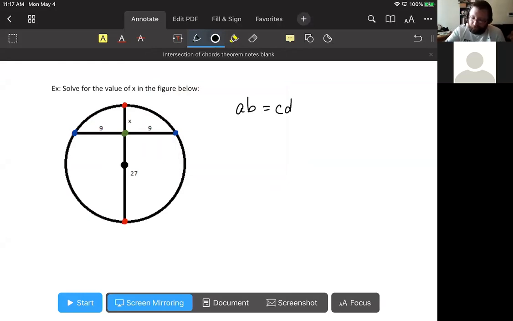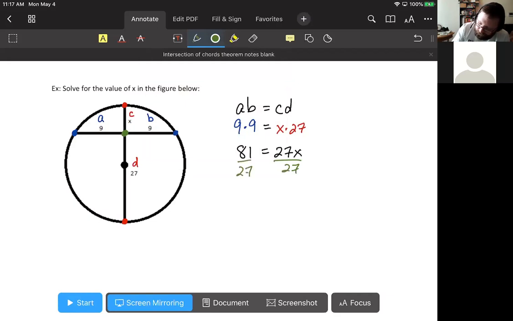So we just set it up same way. A times B, the pieces of one of our chords. Let's say that's 9 times 9. And C times D are the pieces of our other chord, which are X times 27. Multiply that out. 81 equals 27X. And then solve that equation by dividing both sides by 27, and we get our answer, X equals 3.